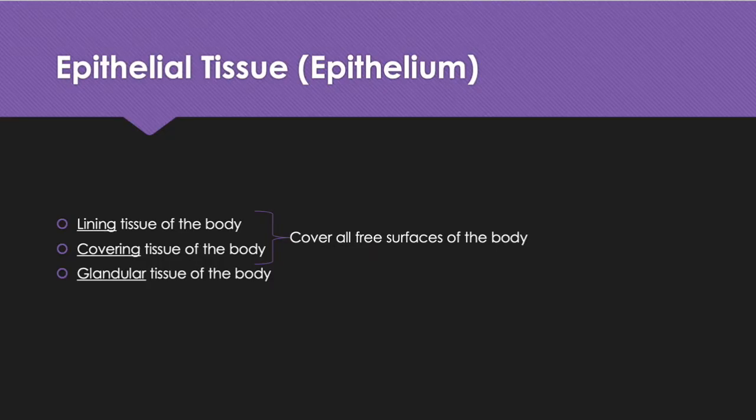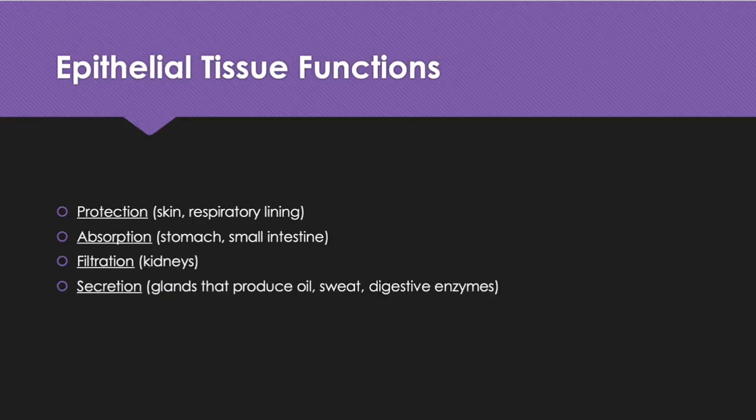Epithelial tissue, also called epithelium, is responsible for creating the linings of our body and covering the tissues of our body. So epithelial tissue covers all free surfaces of the body. For example, your digestive system is a tube. The inside and outside of that tube would be covered by epithelial tissue. Epithelial tissue is also glandular tissue of the body, so it creates glands such as sweat glands.